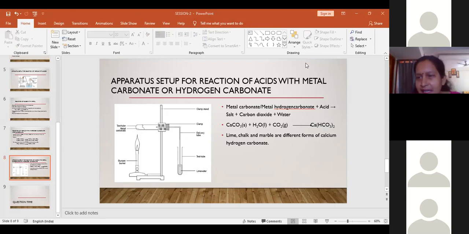Now I'll again ask, Sidra, can you tell me why the delivery tube is immersed in lime water? Ma'am, so that the bubbles which are created there directly pass through the lime water. Correct.